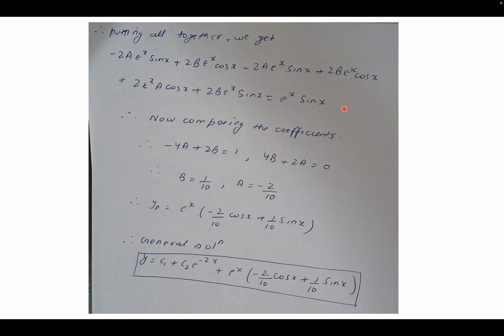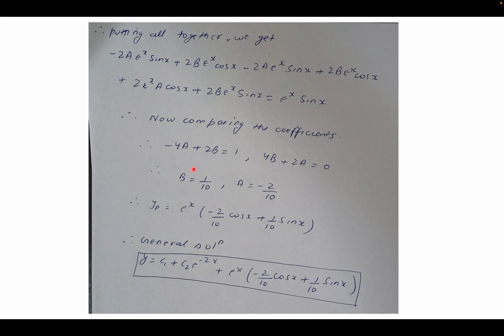On the right hand side, there is no term of e^x cos x. So if I take the coefficient of e^x sin x, the coefficient here is minus 2a, then the same term appears again, so in total it becomes minus 4a, and then you have this term, so minus 4a plus 2b is equal to 1, because the coefficient of e^x sin x on the right hand side is 1.